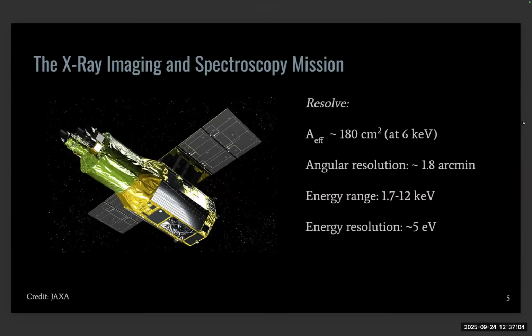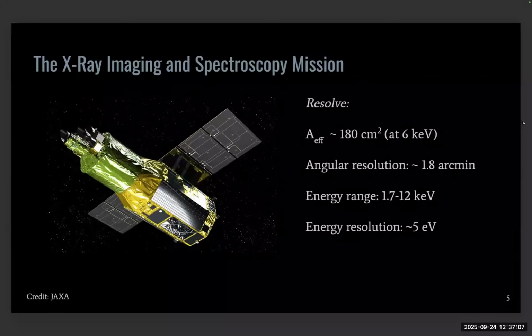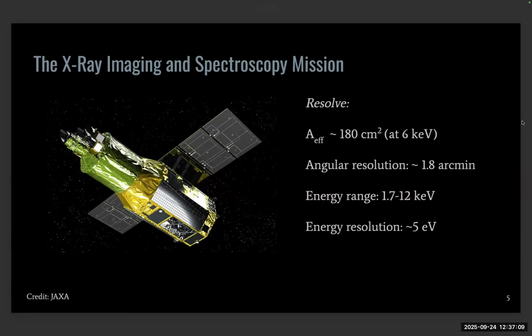So the Resolve microcalorimeter is the instrument that's getting a lot of attention right now because this is truly revolutionary. This is a microcalorimeter spectrometer that has an energy resolution of about 5 eV. The angular resolution is the PSF, so lower. It's not as fantastic as some other instruments, but it still allows us to do spatially resolved spectroscopy for extended sources.